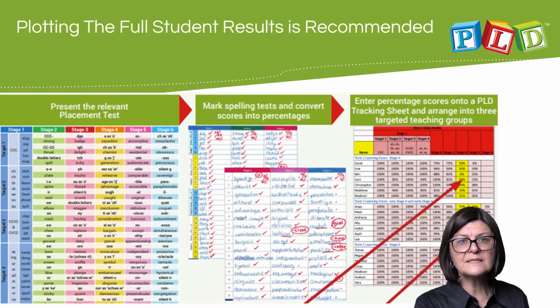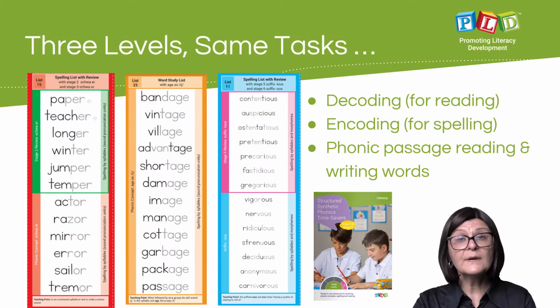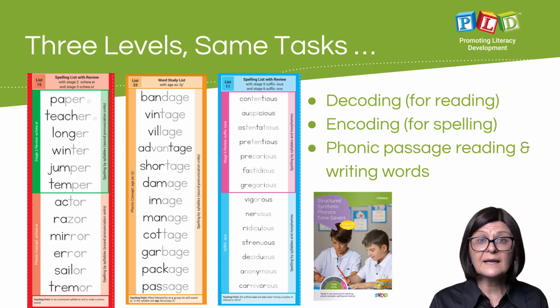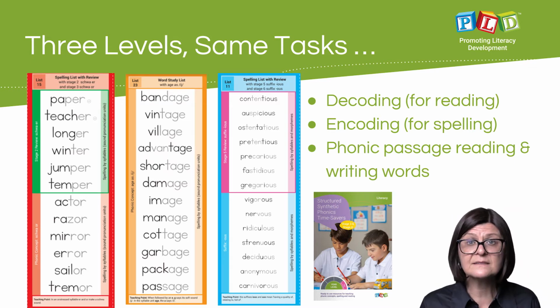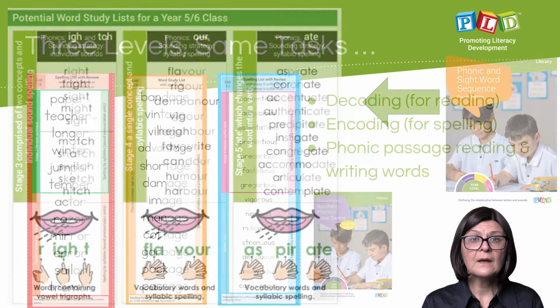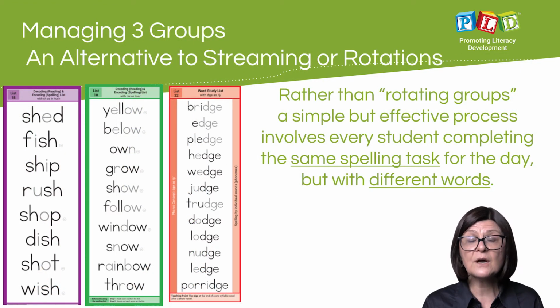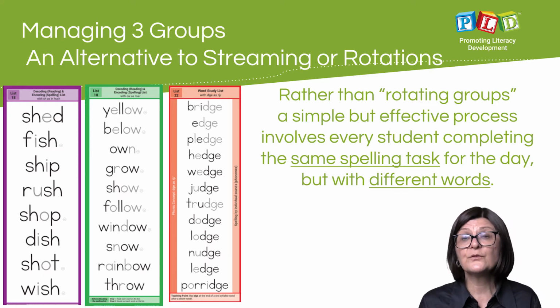So from the delivery of the placement test to the marking, and then the use of the tracking sheets to establish an implementation plan, and 3 targeted teaching groups. 3 levels of words, 3 different lots of concepts for decoding and encoding, but then the same task. So the same task is delivered to those 3 levels. Now, whether the words are taken from the Phonics sight word sequence or from time savers, where the words are already colour-coded, teachers should gain confidence in how to manage 3 groups.